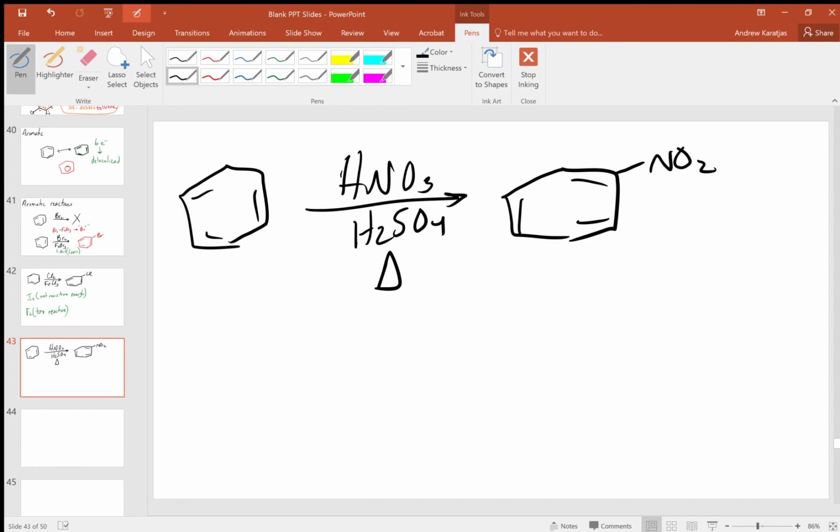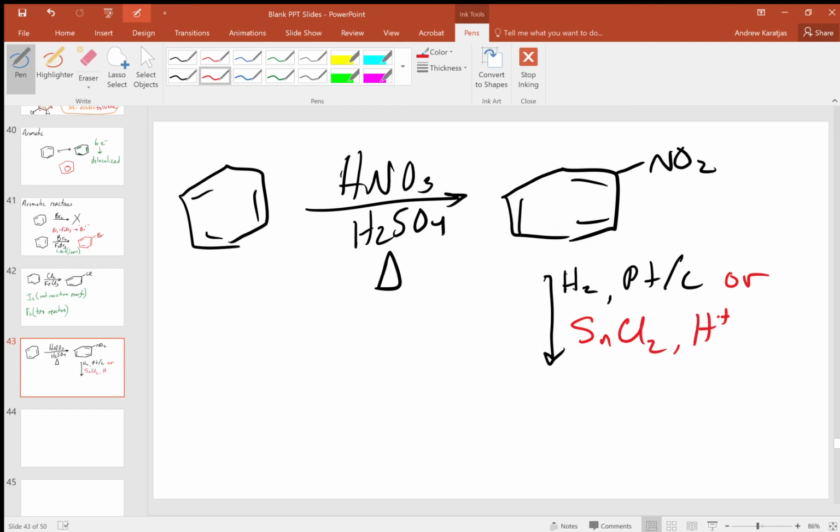Now, nitro groups by themselves aren't that useful, but it's actually really, really easy to convert them using something like hydrogenation. Same conditions, same reagents we saw for hydrogenating an alkene. Or we can use something like tin chloride and acid, and that converts our nitro group into an amine. And amines are, of course, very, very important functional groups in many different contexts.